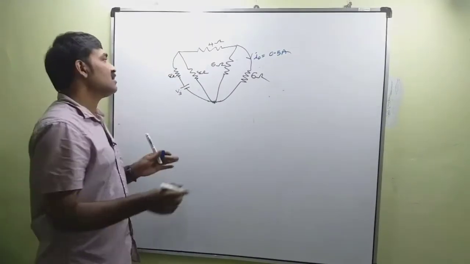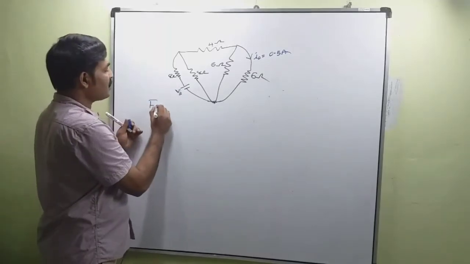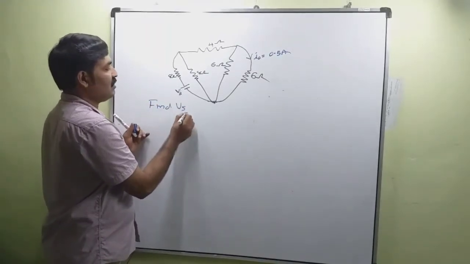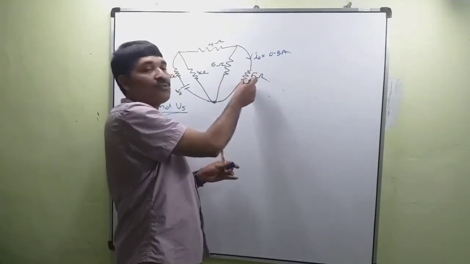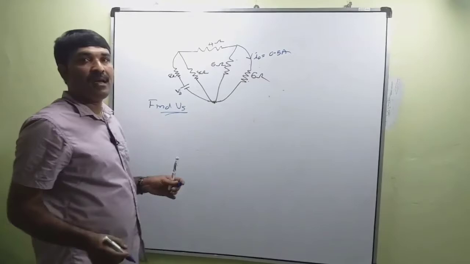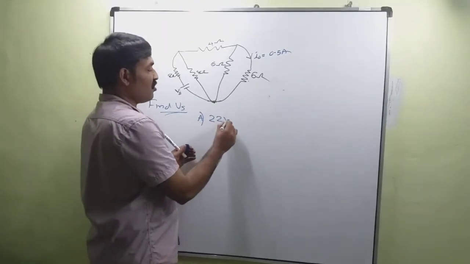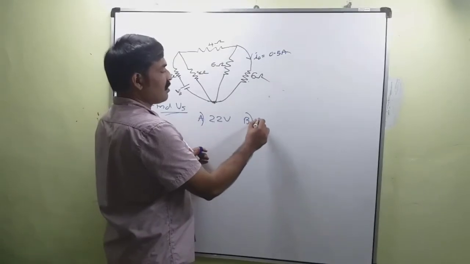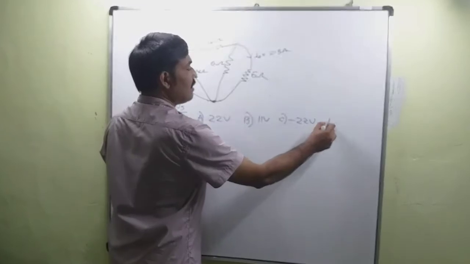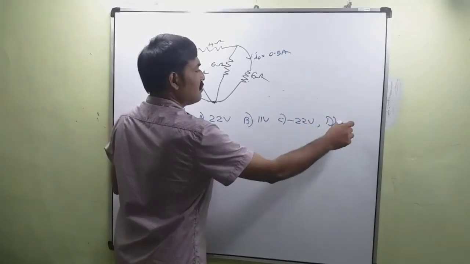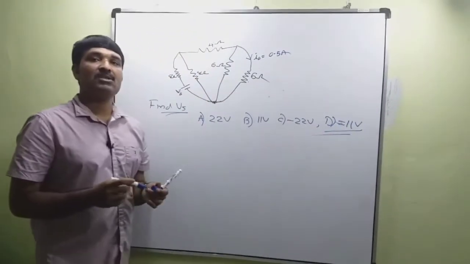Okay, now the question is, we want to find the source voltage Vs. Find Vs, given I0 is equal to 0.5 ampere, that is flowing through this branch. And choices are given: A is 22 volt, B is 11 volt, C is minus 22 volt and D is minus 11 volt. Okay, these are the 4 choices given.